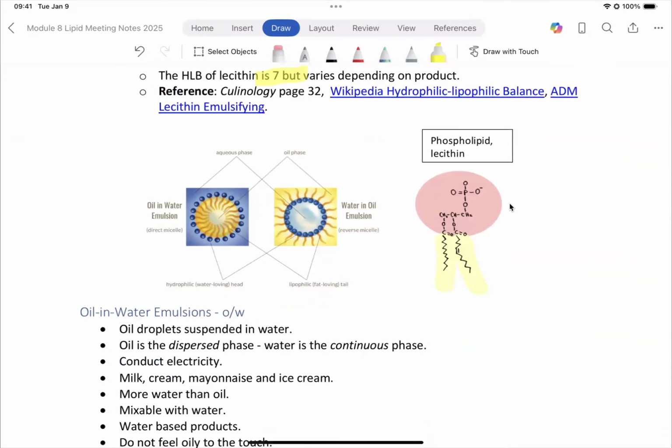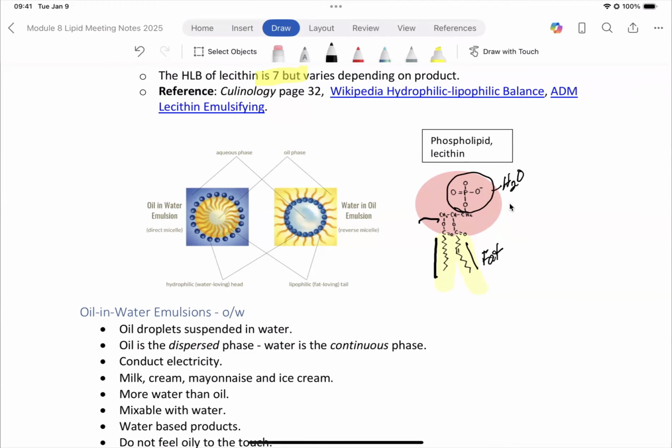Here's a picture of lecithin. So lecithin right here is kind of cool. This is the fatty acid part. Remember, here's those chains. Here's the glycerol. The center right there is the glycerol. These are the fatty acids. This part right here is a phosphate molecule. So this part is water loving, and this part is fat loving.